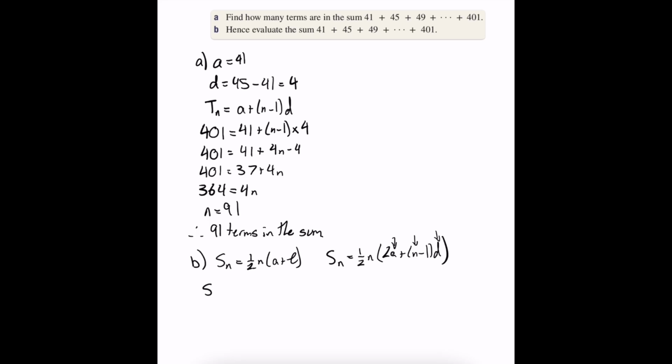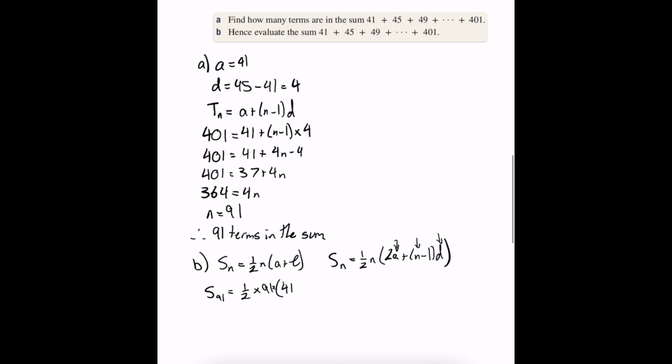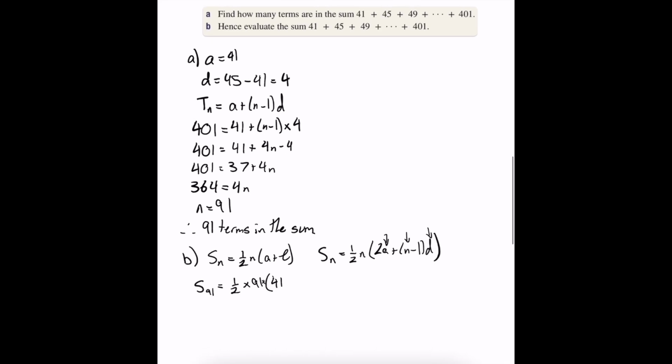So we should know that the sum of these 91 terms, our Sn, is equal to half times 91 times (our first term, which is 41, plus our last term, which is 401). And if we plug all of this into a calculator, we get 20,111, and that's our answer.